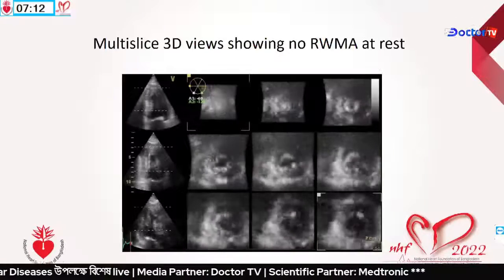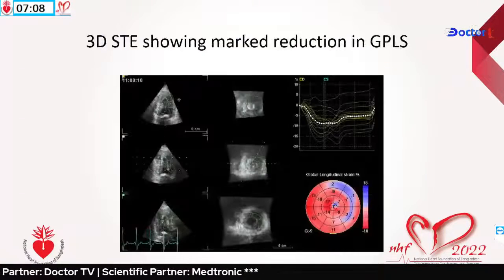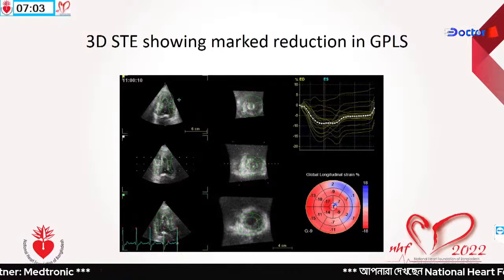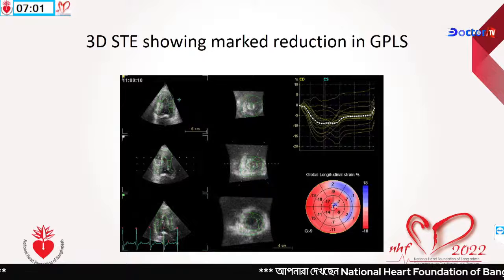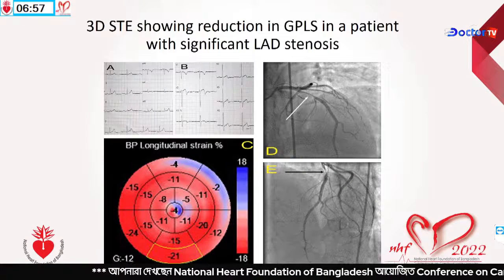Here is an example of 3D image acquisition of a case. The multi-slice 3D view shows that there was no regional wall motion abnormality at rest. However, in the 3D-derived longitudinal strain, there was reduction in the strain parameter in the anteroseptal area, and CAG revealed significant stenosis in the LAD territory.